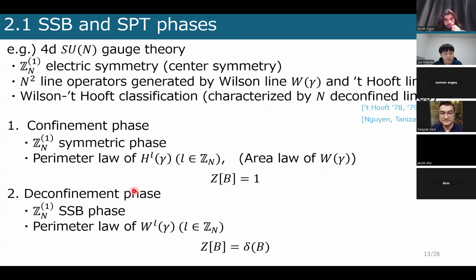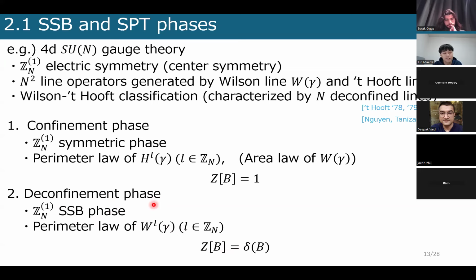And the deconfinement phase is the one-form SSB phase. So in this phase, the one-form symmetry is completely broken, and it is characterized by the perimeter law of the Wilson loop. And since this is an SSB phase, the twisted partition function behaves like a delta function.